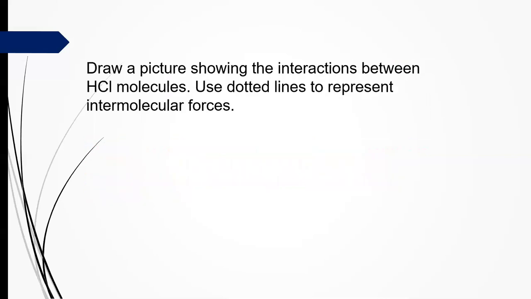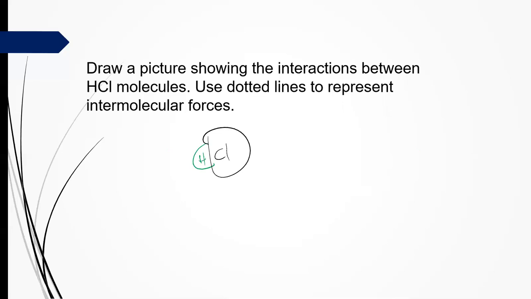Now for this next part, I want you to draw out HCl. And I want you to draw a second one of those molecules to show me how it might interact between those two. So we could have a hydrogen on one side, we could have a chlorine on the other. If we were adding in a second molecule, we want to think about how they might interact.